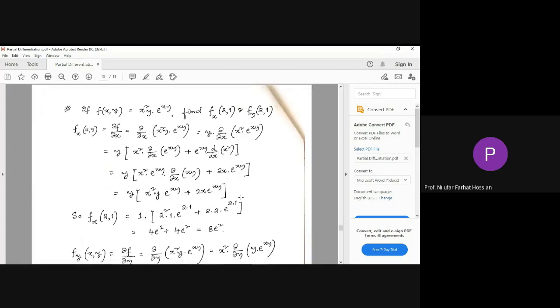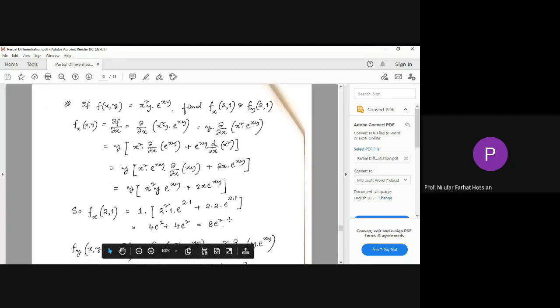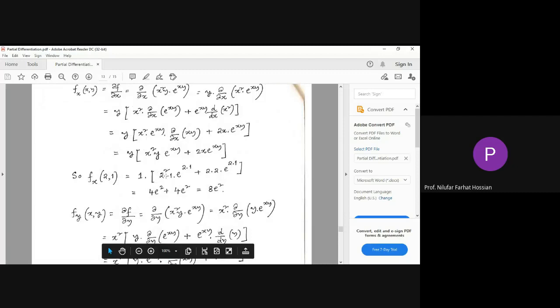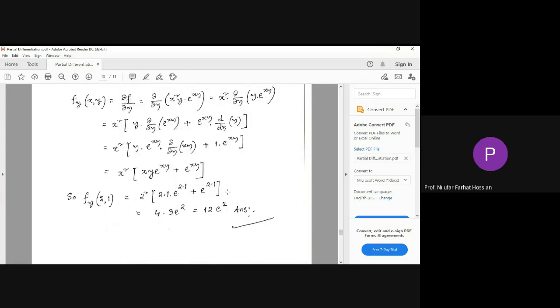Now you have to find the value at x equal to 2, y equal to 1. So you just put x equal to 2 here and y equal to 1. So it will be 1 into 2 squared into 1 into e to the power 2 into 1. And here 2 into 2 into e to the power 2 into 1. So ultimately you are getting what? 4 into e to the power 2 plus 4 into e to the power 2. That means 8 e to the power 2. Okay, let us now find the partial derivative with respect to y.